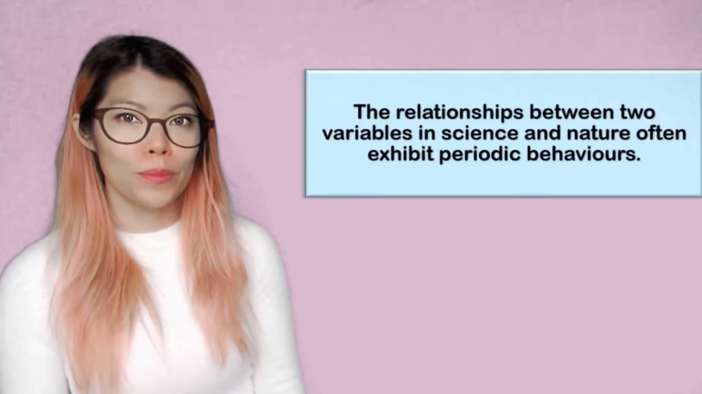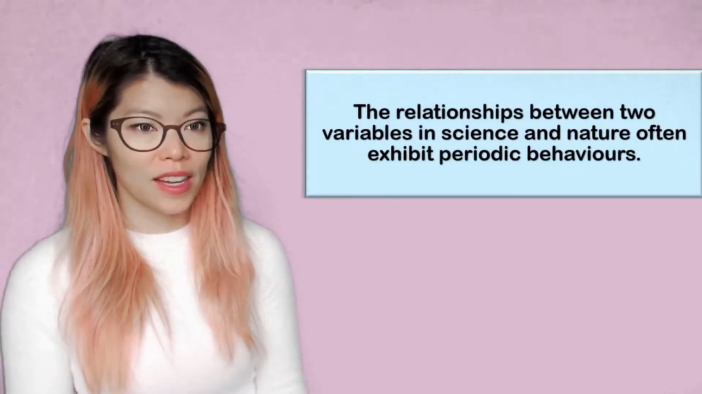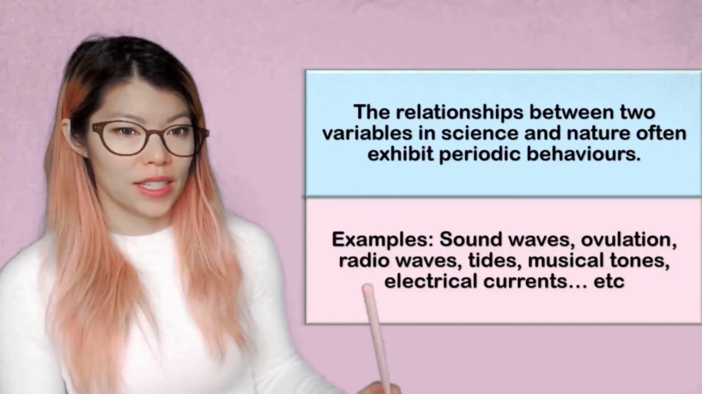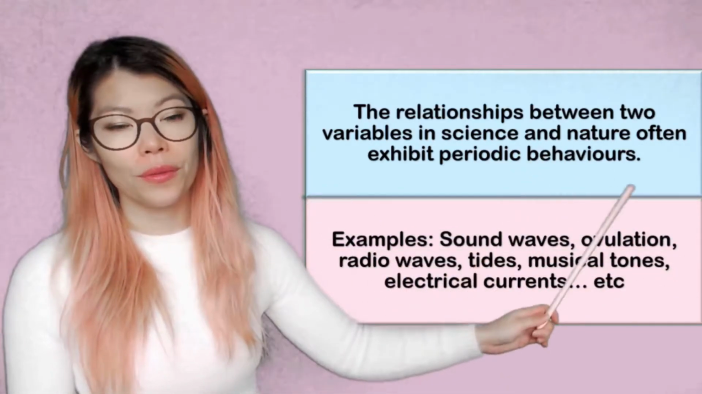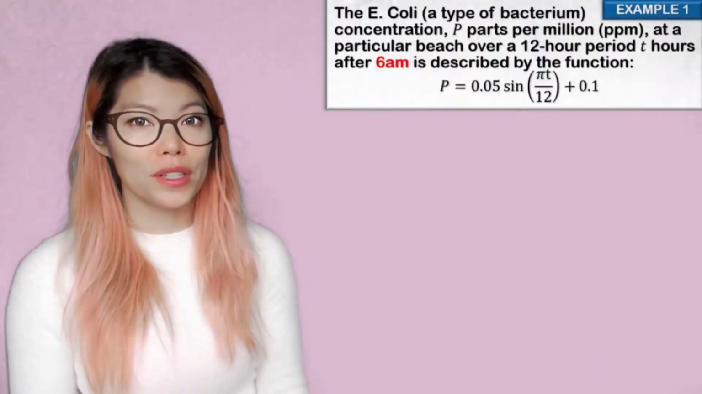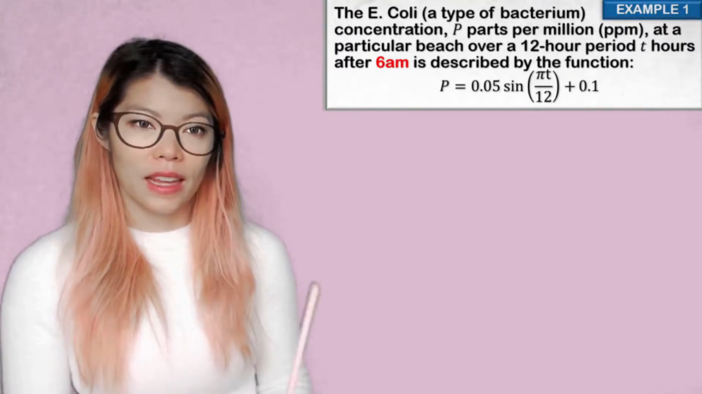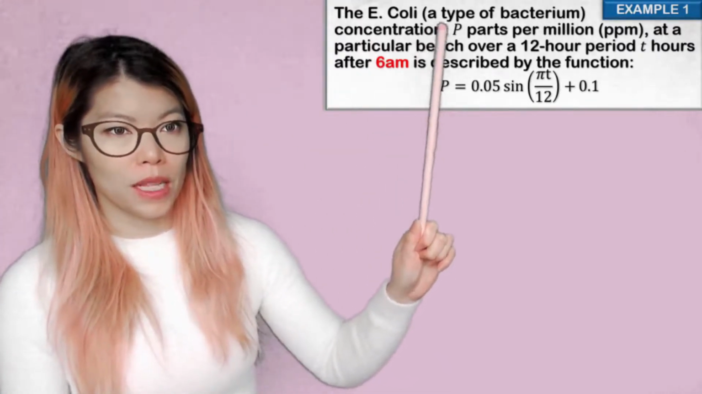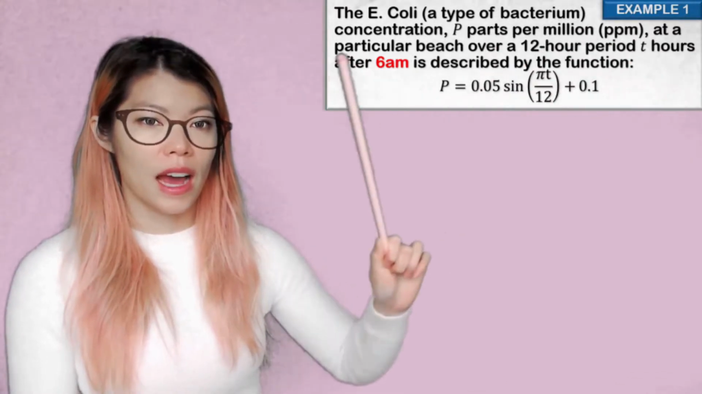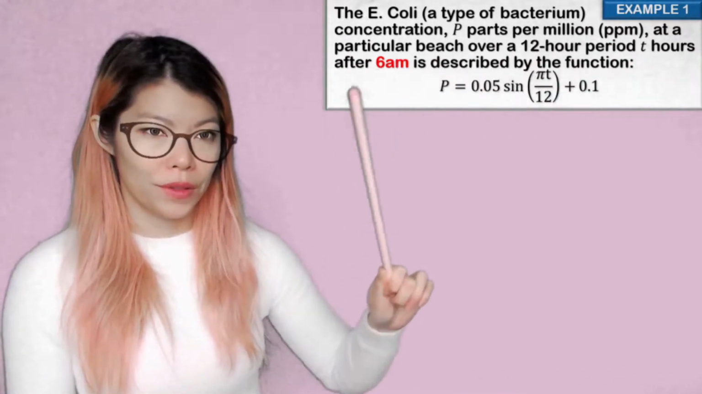Now, the relationship between two variables in science and nature often exhibits periodic behaviors, such as sound waves, ovulation, radio waves, tides, musical tones, electrical currents. Today we're going to look at an example. The E. coli concentration in parts per million at a particular beach over a 12-hour period, T hours, after 6 a.m. is described by the following function.